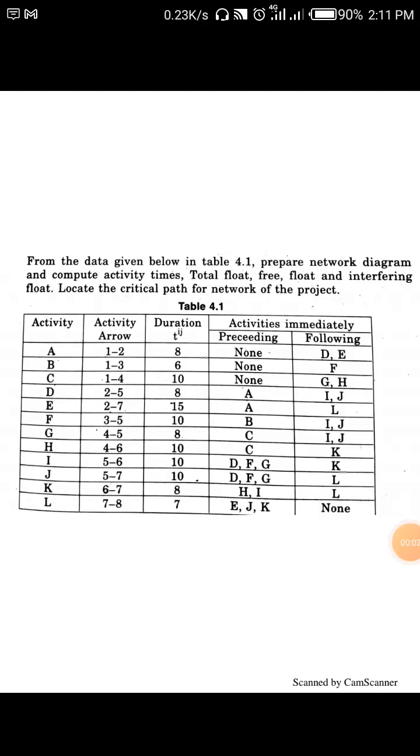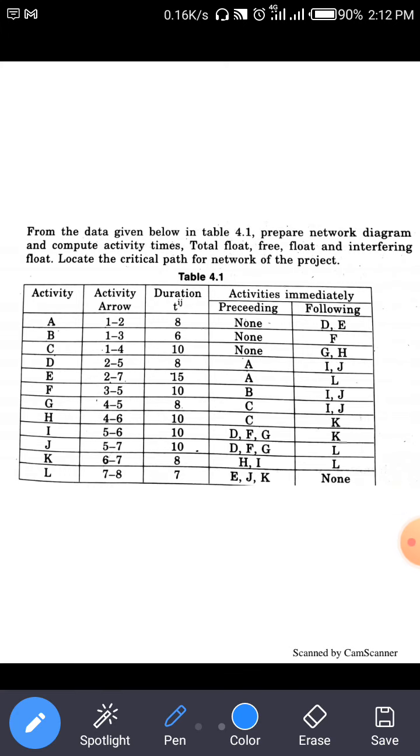Hello students, today we start an example of CPM, the critical path method. In a GTU examination this example is asked for 7 marks. The example data is given in a table. From the table, prepare the network diagram, compute the activity times, total float, free float, interfering float, etc., and locate the critical path of the project.